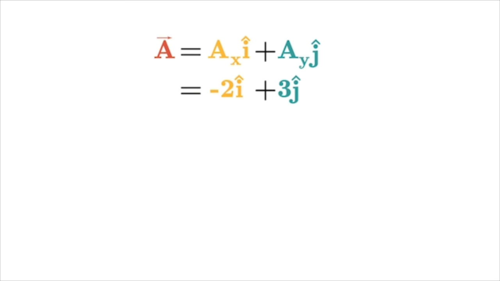Let's look at going between representations. We'll start in the ijk representation, going to the magnitude and angle representation. So if we have our vector, the arbitrary vector could be written as ax i hat plus ay j hat. In this particular case, we're given a vector minus 2 i hat plus 3 j hat. And we'd like to go to the magnitude and angle representation.